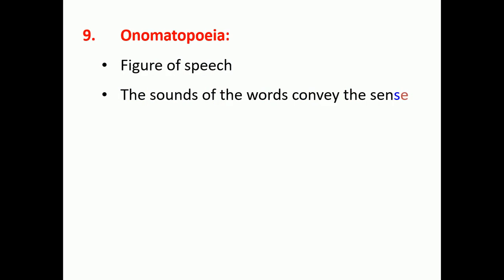And the ninth style used in this poem is onomatopoeia. What is the speciality of onomatopoeia? Of course, it's a figure of speech. Onomatopoeia is a figure of speech. The sounds of the words convey the sense. Let's see one example and then I'll explain it. Like fluttering. In the poem, you can see a line like fluttering and dancing in the breeze. Actually, for what purpose is this word used here?